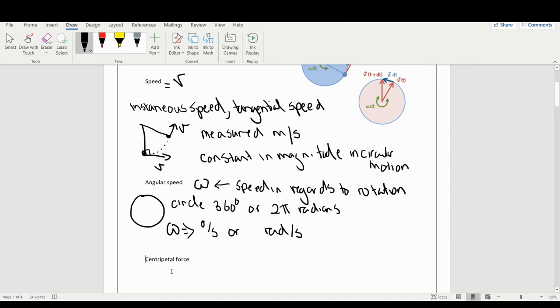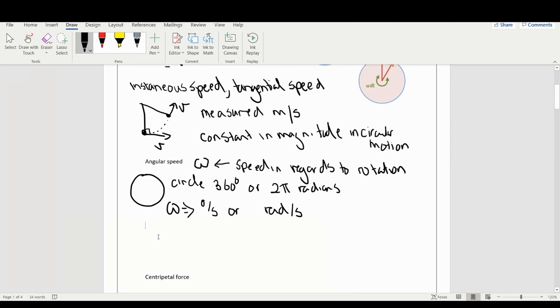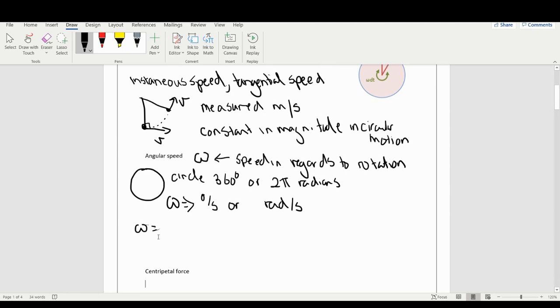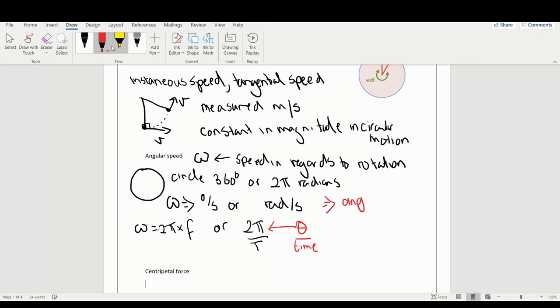And what's actually really important is there are two formulae for omega, or the angular speed. Omega is 2 pi times the frequency, or 2 pi divided by the time period. Okay, and if you look at it, this does make a bit of sense, because this here is your angle and this is your time. So another way that you can sometimes see omega written, this angular speed, is that it is the angle over time. And sometimes you do see that.